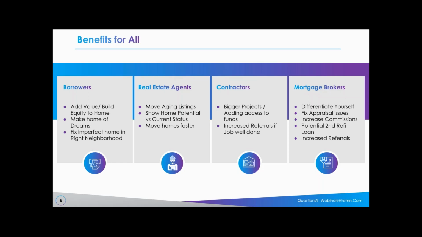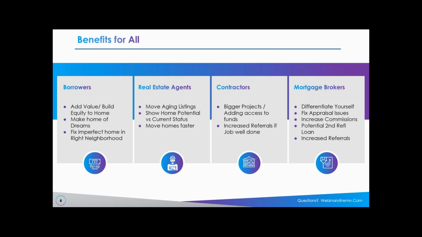And this gives borrowers the opportunity to live in the home of their dreams, meaning they might find a fixer-upper in the right neighborhood with the right school system that they want to live in. And the reason why they're willing to take a chance on the fixer-upper is because it's priced accordingly to what they can afford. All the other homes in the area that are nicer, again, come with a premium. So find an imperfect home, fix it up, live in the right neighborhood.